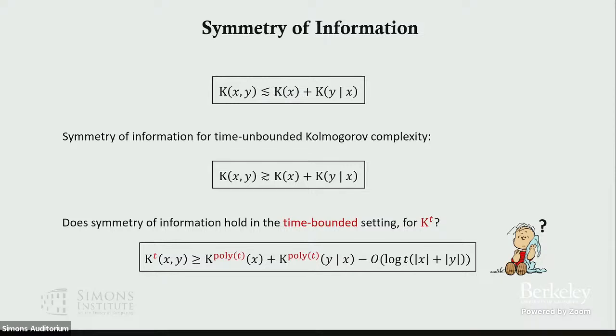The question is whether symmetry of information holds in the time-bounded setting. For example, can we show that the KT complexity of X and Y is at least the K poly(T) complexity of X plus the K poly(T) complexity of Y given X, minus some order log term? Here we are allowed to have a polynomial overhead in the time bounds on the right-hand side, so this makes the right-hand side smaller.